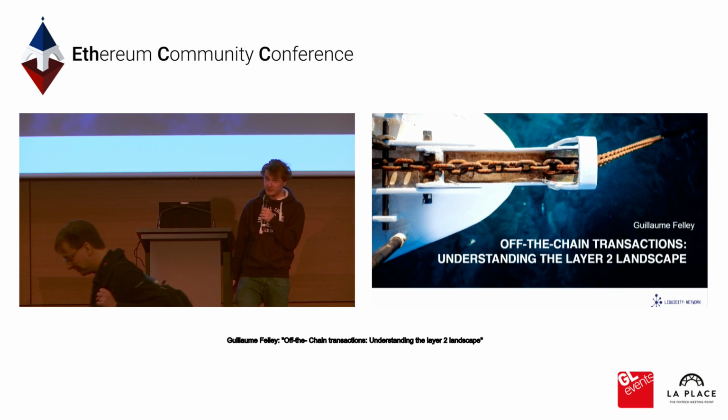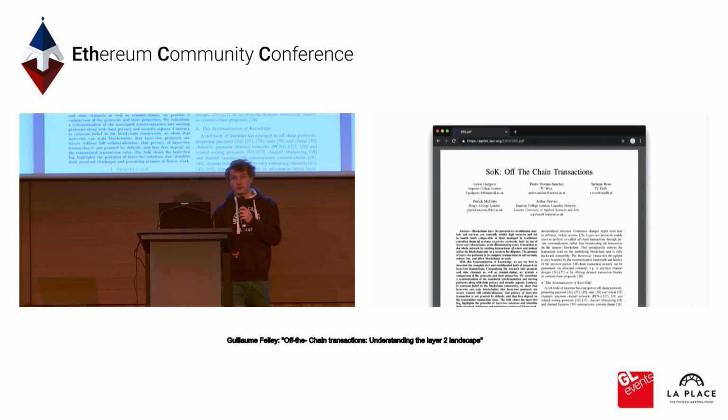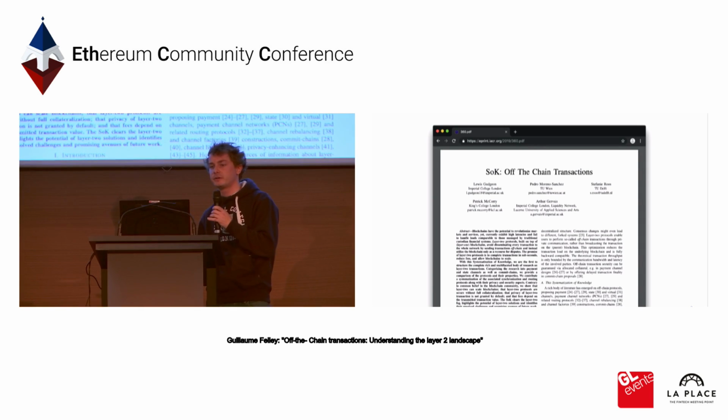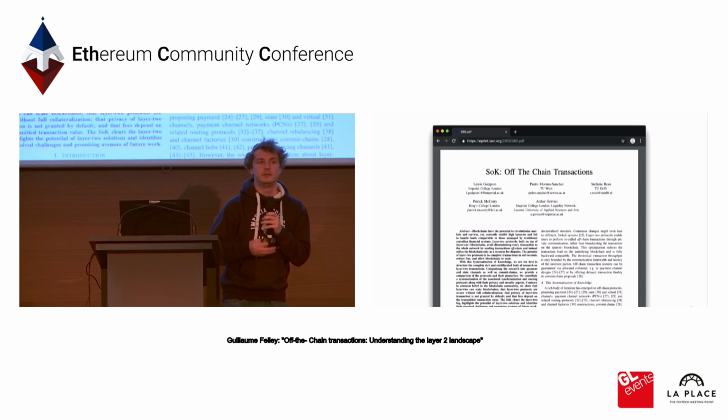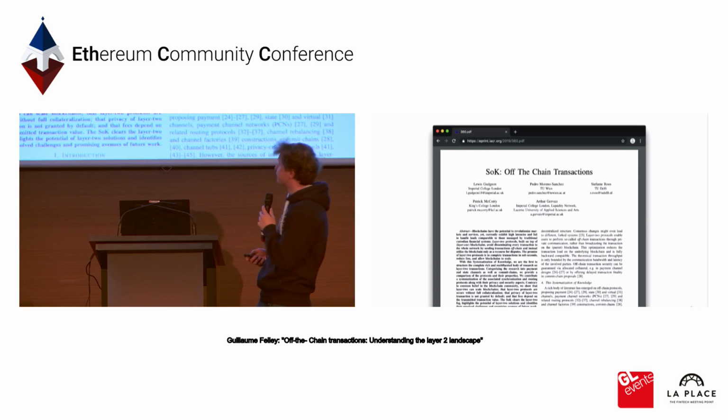I'm a developer at Liquidity Network, and today I'm going to speak about off-chain transactions and more precisely off-chain scaling. This talk is based on this paper from Lewis Guidon, Pedro Moreno Sanchez, Stephanie Rose, Patrick McCurry, and Arthur Gervais. This paper summarizes the different options and explains what layer 2 scaling is about, and it's made by solid academics. So if you want to go more in depth into what I'm going to quickly present, read this paper.